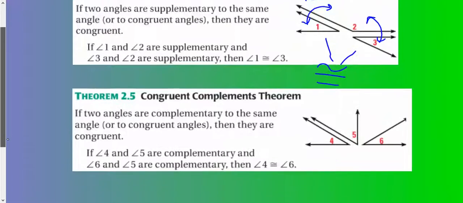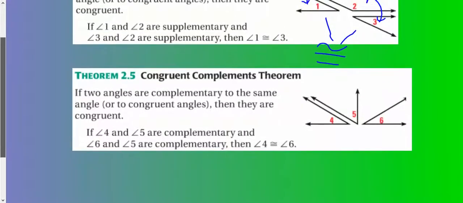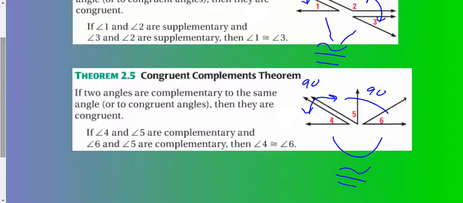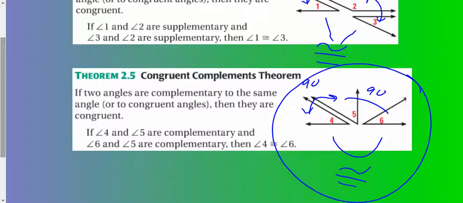And it works the same thing for complementary angles. If 4 and 5 are 90, and 5 and 6 are 90, then 4 and 6 have to be congruent. So those are important. They may not seem important now, but they will be. This makes a really mean face over here. It looks kind of scary.